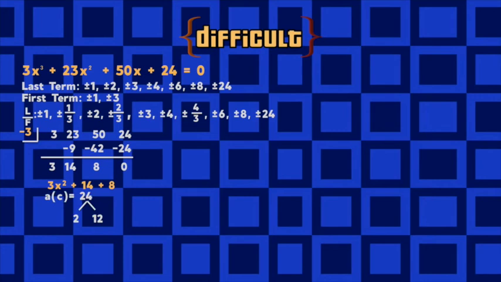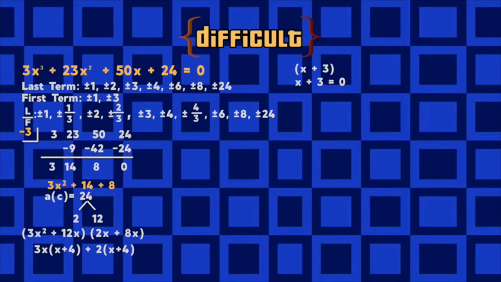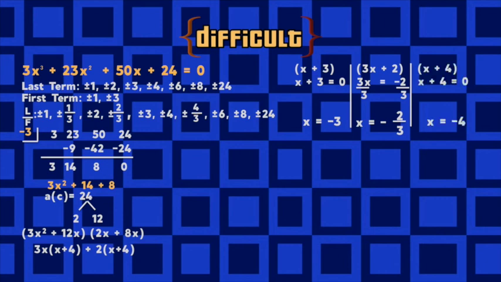3 times 8 equals 24, and split in half it will be 2 and 12. Factor that out: in one parenthesis, 3x squared plus 12x, and in another parenthesis, 2x plus 8. Factor again to be 3x in one parenthesis, x plus 4, plus 2 in another parenthesis, x plus 4. Using the zero product property, transpose 3 and x plus 3, and you will get x equals negative 3. Transpose again 2 and 3x plus 2, and you will get x equals negative 2 over 3. Transpose 4 and x plus 4 in one parenthesis, and you will get x equals negative 4.